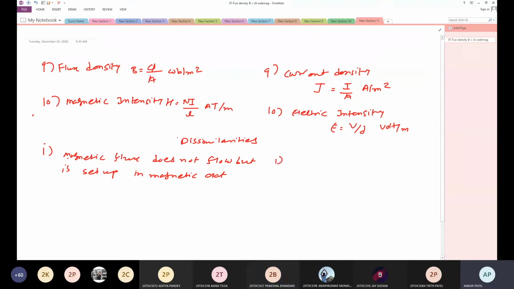So here what I can write, the electric current actually flows in electric circuit. Here what I can write, electric current actually flows in circuit. Second dissimilarity, for magnetic flux there is no perfect insulator.